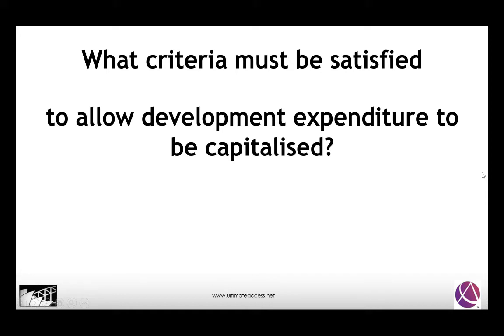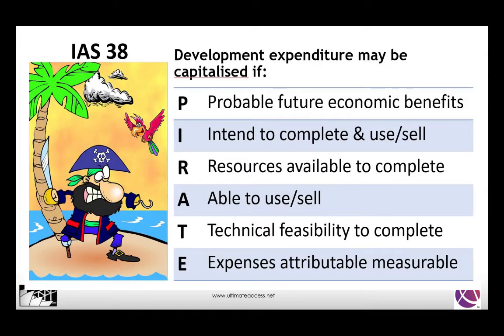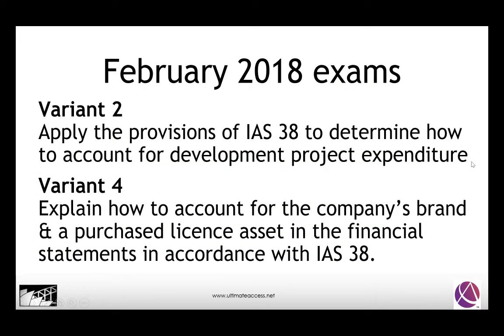So what criteria must be satisfied to allow development expenditure to be capitalised? We tend to think of PIRET. Probable future economic benefits, intend to complete and use or sell the asset, and resources available to complete it. We are able to use it or sell it. It's technically feasible that it can be completed, and the expenses attributable can be measured separately, basically.